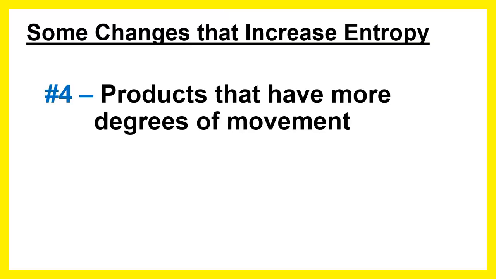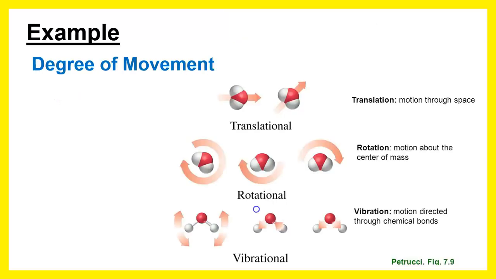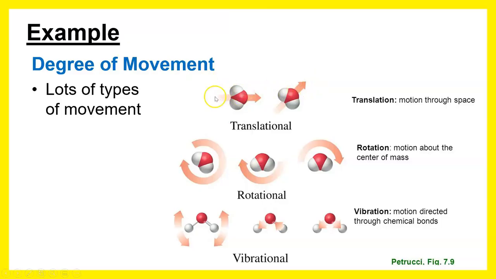Having more degrees of movement. So one thing to understand is that there are lots of types of movement. We are used to thinking about things just moving side to side, zooming around faster and faster as they heat up, or slower and slower as they cool down. But that's not the only type of movement. Translational movement is only one type. They can also rotate. They can also vibrate, right? There's lots of ways things can move.